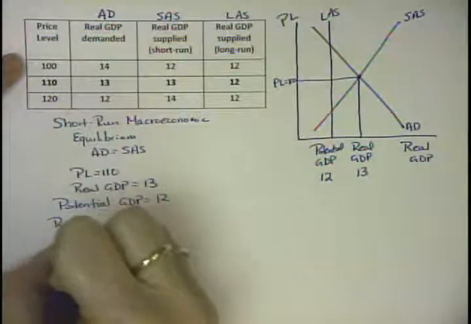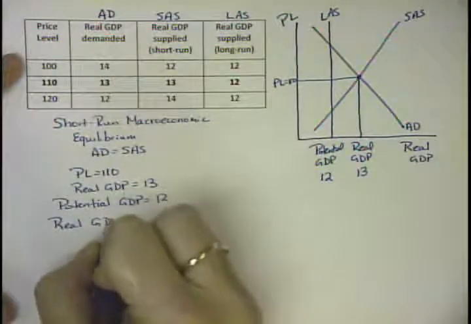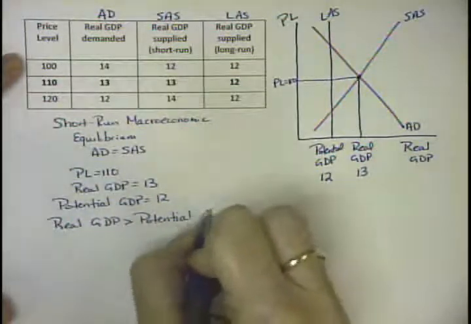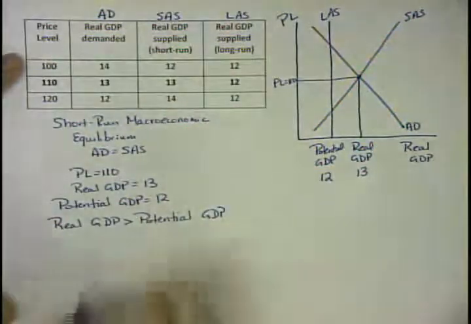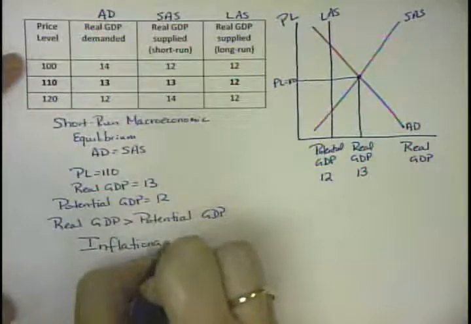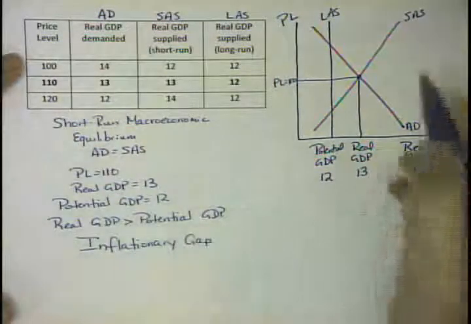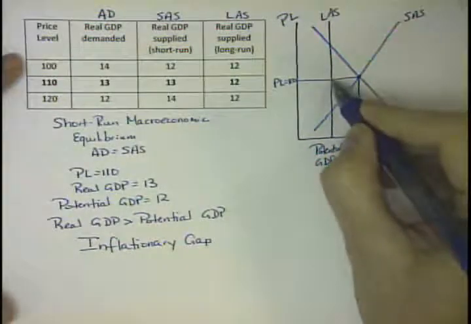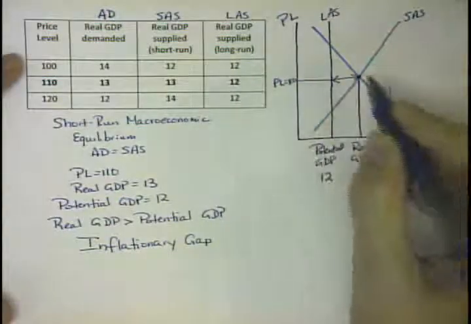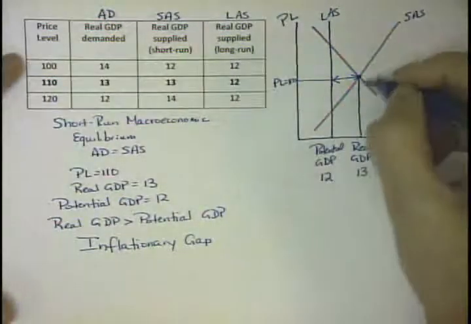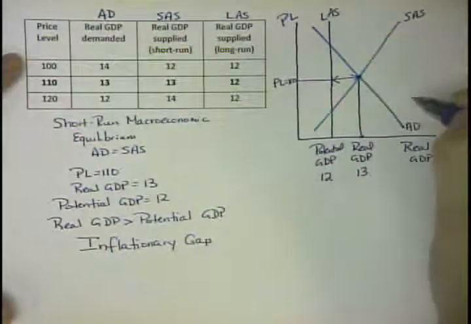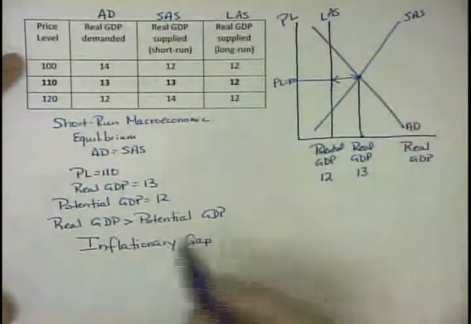So now real GDP is greater than potential GDP. And when real GDP is greater than potential GDP, that's called an inflationary gap. Okay, here we can see that in the graph as well. Our potential GDP is here, our real GDP is here. So here the difference, when LAS is to the left of our short-run macroeconomic equilibrium, real GDP, then we have that inflationary gap. Okay, so our inflationary gap.